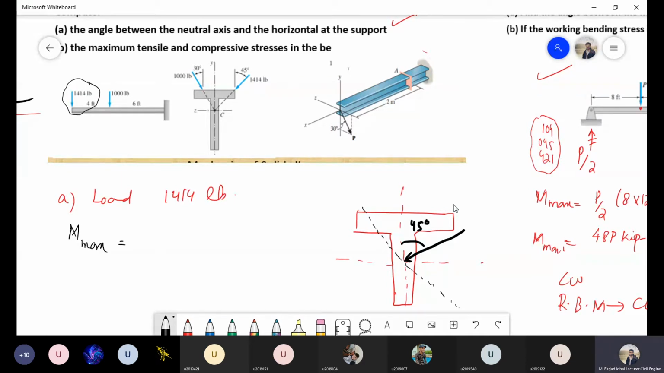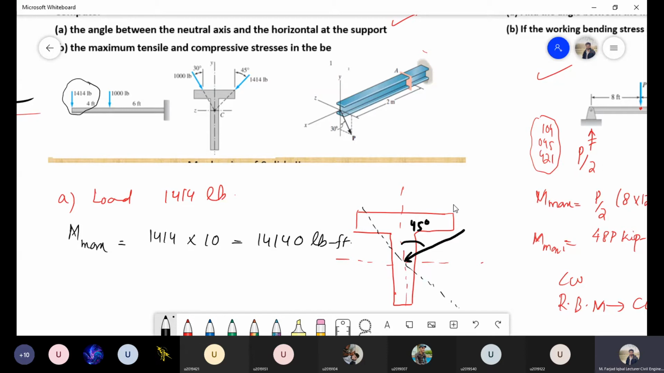Obviously it will be at point where there is a fixed joint. So fixed joint is at a distance of 10 feet, so that the maximum moment will be 14 into 10, and that will be 14 pound feet, right? Is there any confusion about this one? So if there are no confusion, then we can move on.